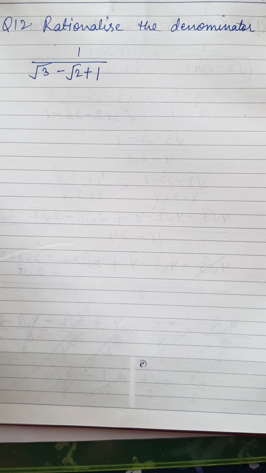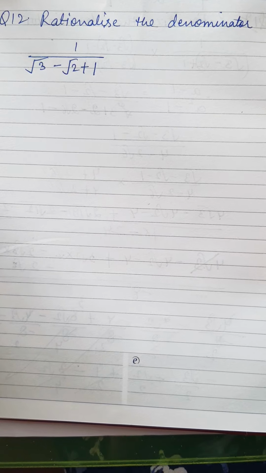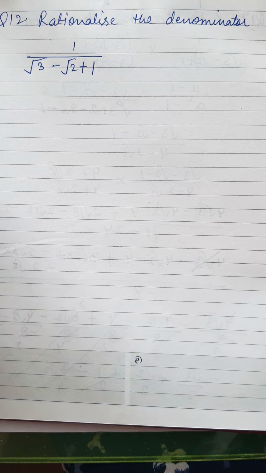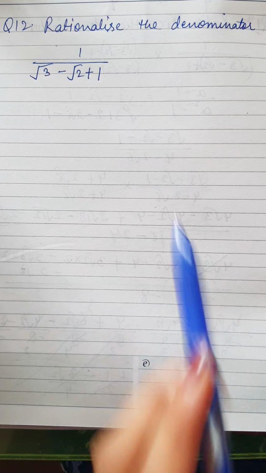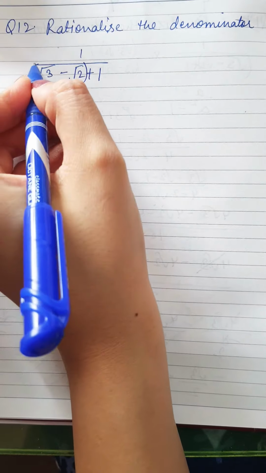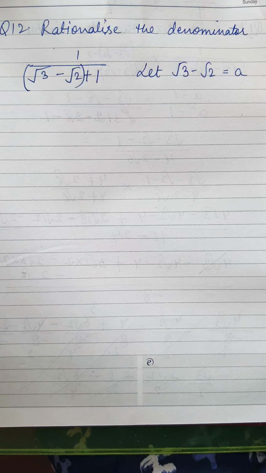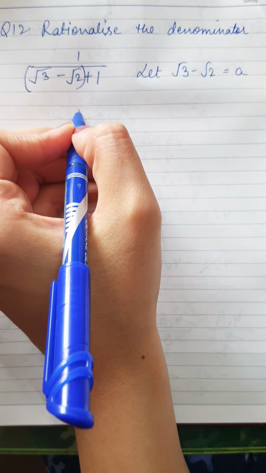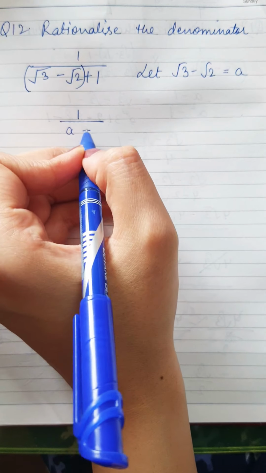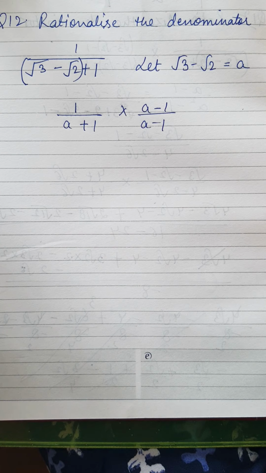Next question 12. One of the most important questions, rationalize the denominator with 3 terms in the denominator. So what we do in case of 3 terms, we generally include the minus term in a bracket. For example, this, and for easy understanding, we will let the bracket thing be a. So now the question has been converted to a plus 1. Now if I rationalize this, I need to multiply both sides by a minus 1.